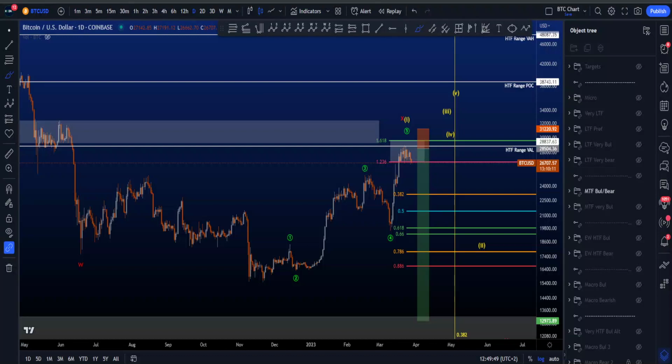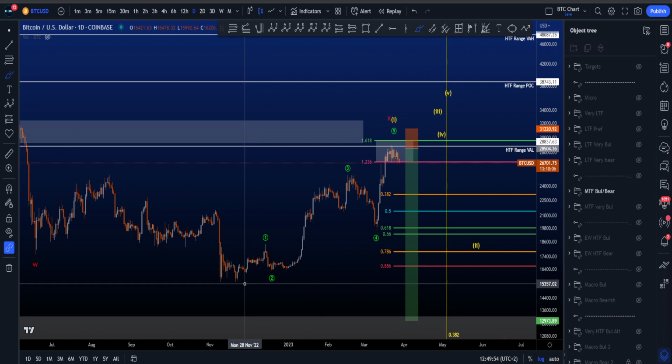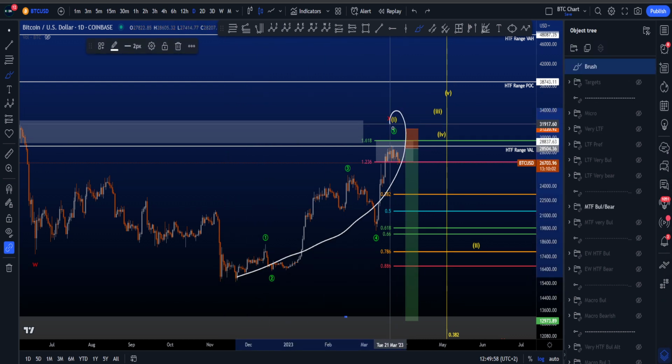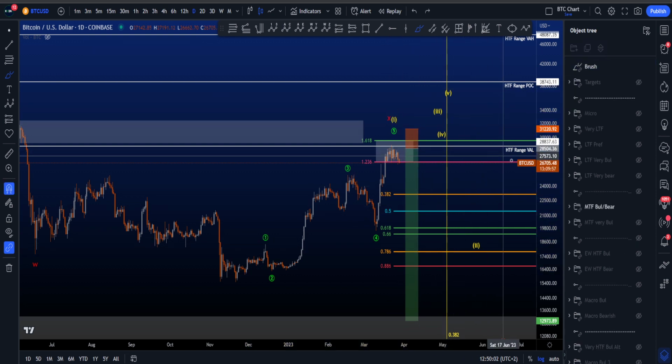Hi everyone, let's go through my medium time frame and low time frame scenarios in this video, starting with the bullish scenario on the medium time frame where the low of the bear market is in. This move to the upside is a yellow wave 1 and we would now be looking for a yellow wave 2 before then a big wave 3 to the upside.